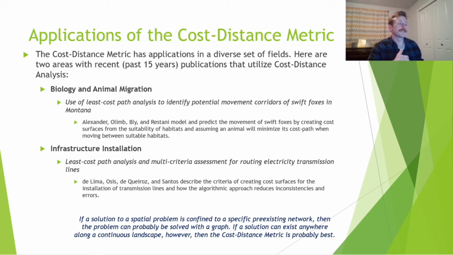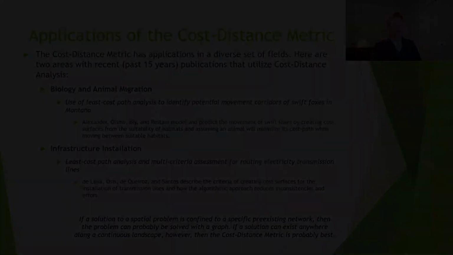With that said, if a solution to a spatial problem is already confined to a pre-existing network, for example, like Google Maps routing you from your house to a restaurant, there is a road network there, and Google Maps will default to that network. They're not going to do a least cost path and send you through a field. But cost distance metric is especially relevant when that pre-existing network does not exist and you have the freedom to move anywhere you want in the world.